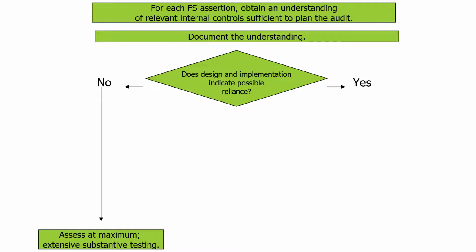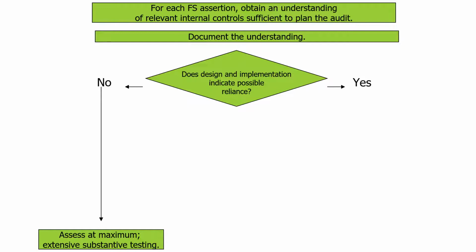At this point, the auditor's preliminary assessment of control risk also becomes his or her final assessment of the control risk. Why? Because the auditor will no longer need to perform tests of controls because there's no intention to rely and will automatically assess control risk at maximum and perform extensive substantive testing, mainly because controls are not reliable.